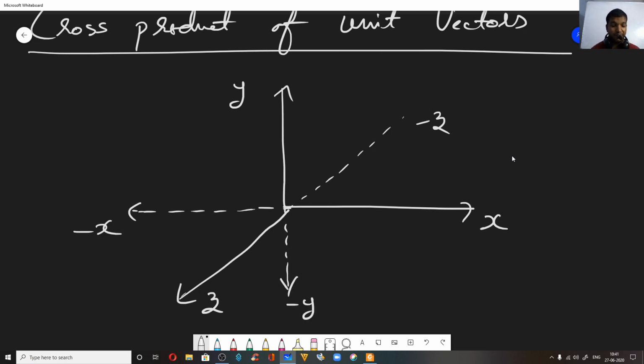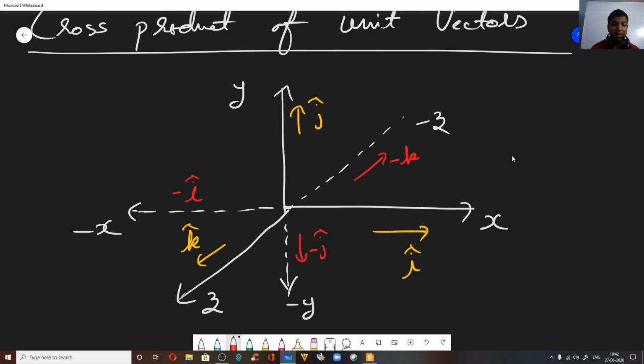Now a unit vector along the x axis we denote by i cap, correct? A unit vector along the y axis we denote by j cap. A unit vector along the z axis we denote by k cap, right? A unit vector along the negative x axis we denote by minus i cap. It's simple, it's just the opposite of i cap. The unit vector along the negative y axis will be minus j cap, and this will be minus k cap, along the negative z direction.